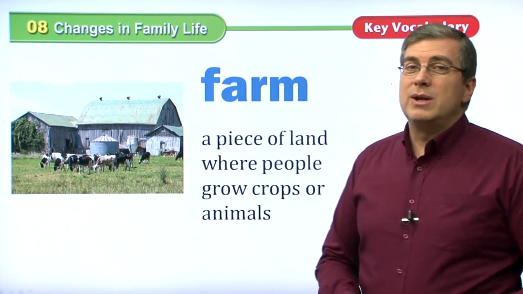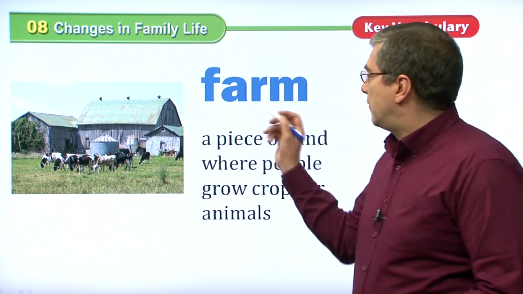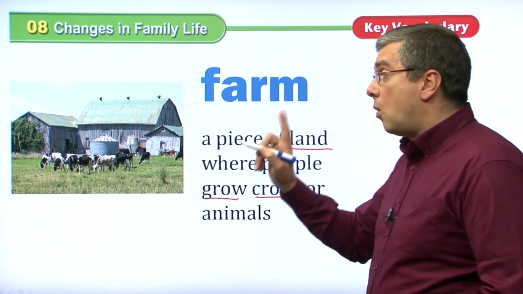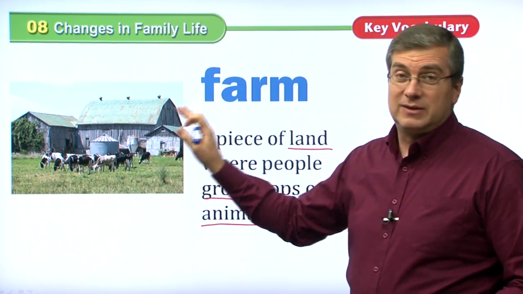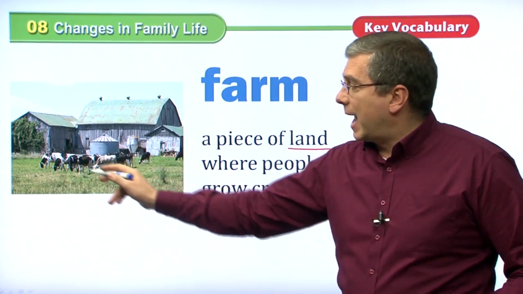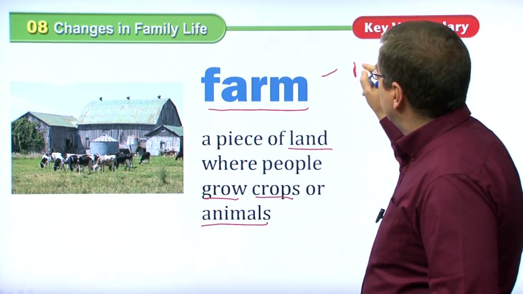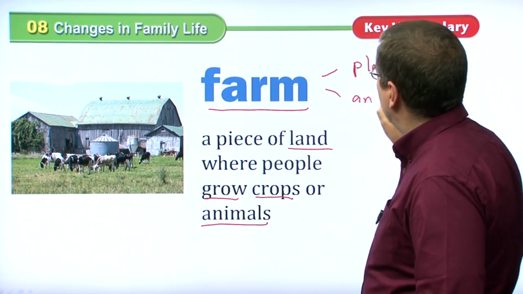Of course, where do we grow these foods? We grow them on a farm. A farm is a piece of land where people grow crops or animals, right? We don't really see any crops in this picture. This is a farm, but what we do see are animals. So farm is used to grow plants, right, as food, and also animals as food.